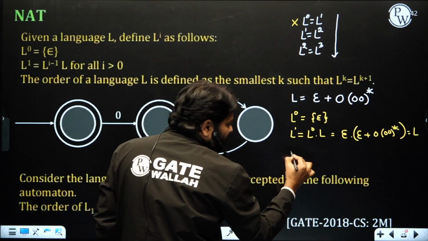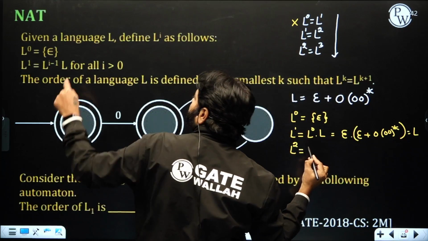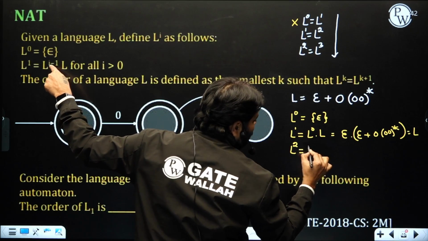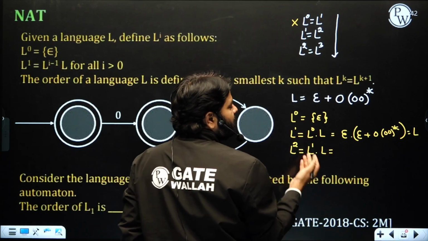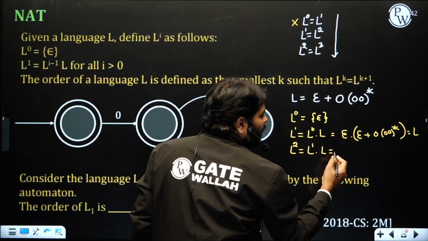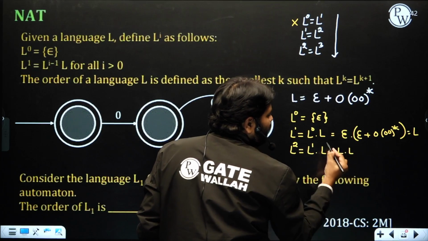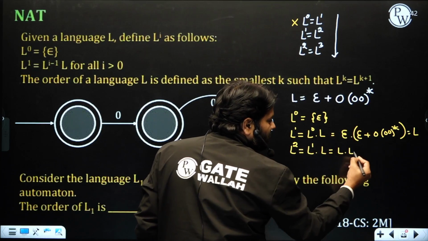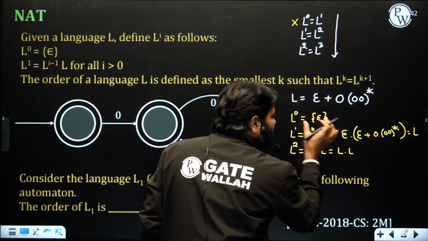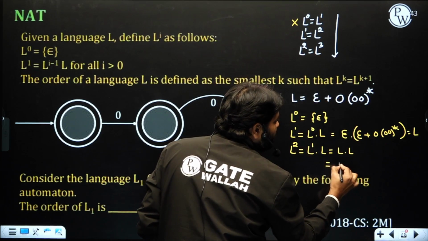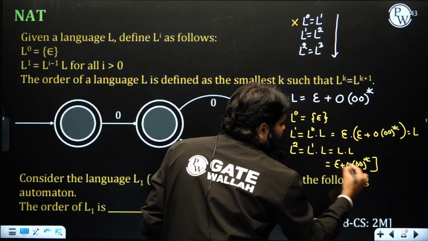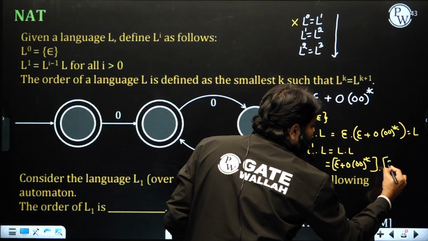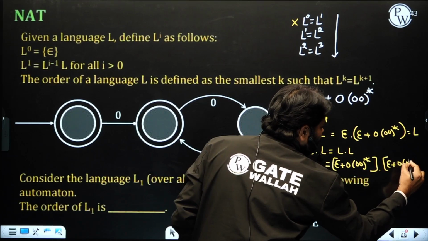Now let's try L power 2. By definition L power 2 is L power 1 dot L. What is L power 1? It is the same as L, right? So we are writing L dot L. What is L dot L? You need to understand this. When you take it twice, what happens? This is one L, epsilon plus 00 whole star, and another L is epsilon plus 0 followed by double 0 whole star.